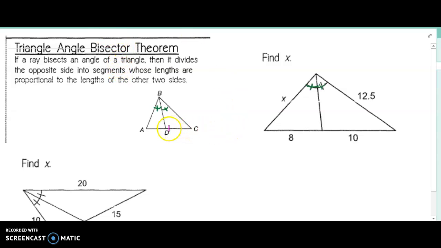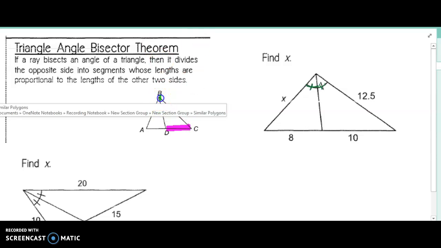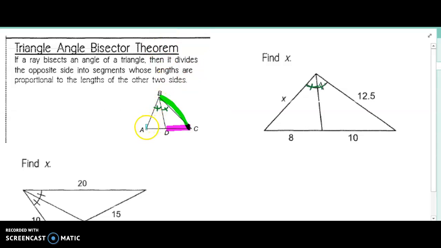So once again, I'm going to highlight. Okay, there's my highlight. I'm going to label this side A, B, C, D. Okay, and then A is to B as D is to C. Okay, so my A is my blue, my B is my yellow, my D is over here in green, and my C is purple. Okay, so this is the proportion that we want.